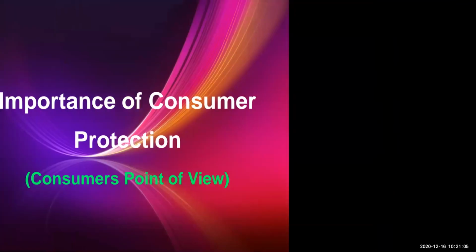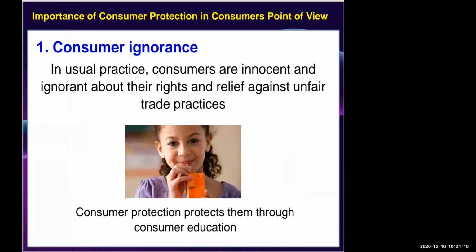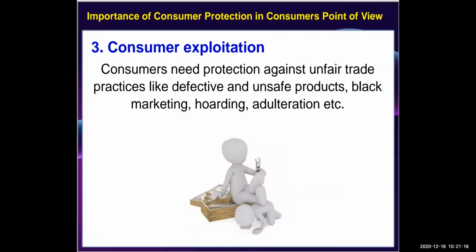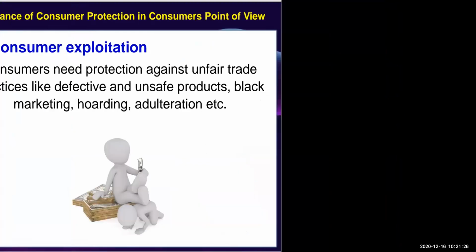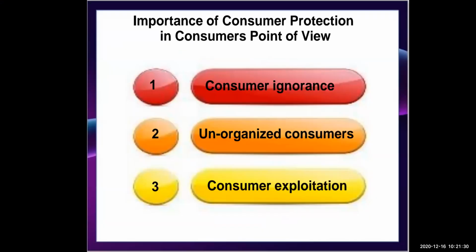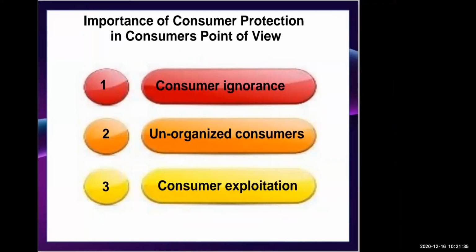So we'll skip that. But to let you know in brief, the consumer is ignorant. He is not organized because he is scattered, and consumer exploitation exists through unfair trade practices, and these are the importance of consumer protection from the consumer point of view. So this topic is deleted as per the 30% reduction. So we'll move on to the other topic.